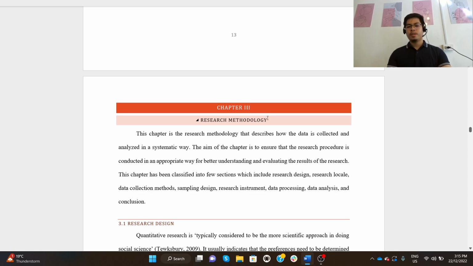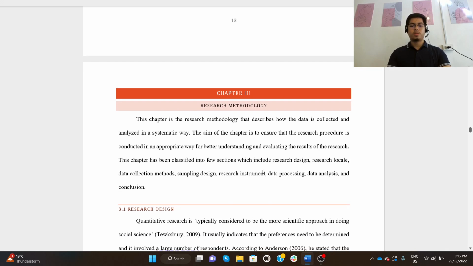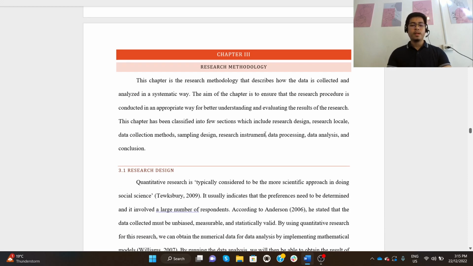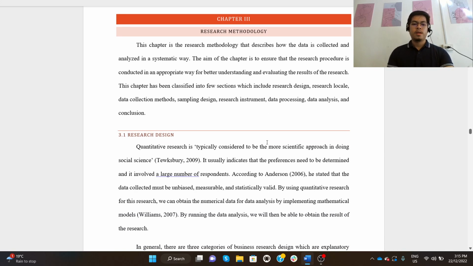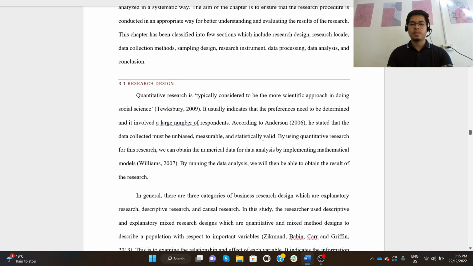Right now, I will just jump into chapter 3, which is the research methodology. This chapter describes how the data is collected and analyzed in a systematic way. The aim of the chapter is to ensure that the research procedure is conducted in an appropriate way for better understanding and evaluating the results of the research. This chapter has been classified into a few sections, which include the research design, the research locale, data collection method, sampling design, research instrument, data processing, data analysis, and conclusion.